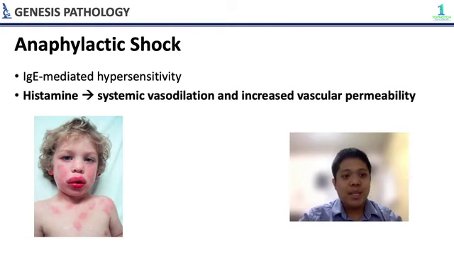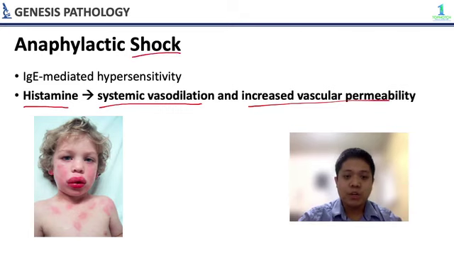Its main mechanism is histamine. For example, there is a kid with food allergies, allergic to peanut. Suddenly the kid eats a salad without knowing it contains peanut. There will be widespread release of histamine, producing systemic vasodilation and increased vascular permeability. When it gets very severe, the child can go into shock.